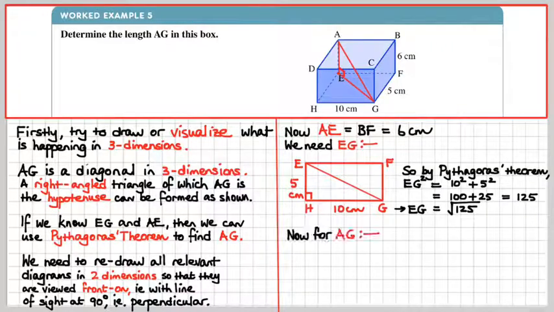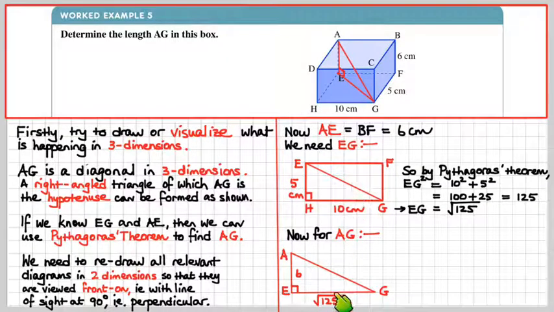Now we're going to go back to the right angle triangle, that red right angle triangle here, but we're going to draw it in 2 dimensions so we can see what we're doing, guys. There it is. Look, that's that triangle there, drawn so that this right angle looks like a right angle here. That's 6, that's the height, and we've just found out EG, which is this beastie here, right?